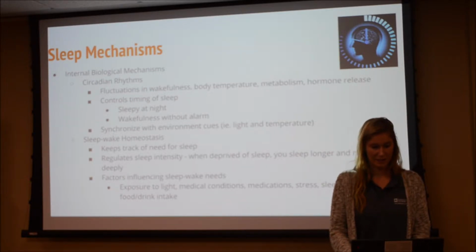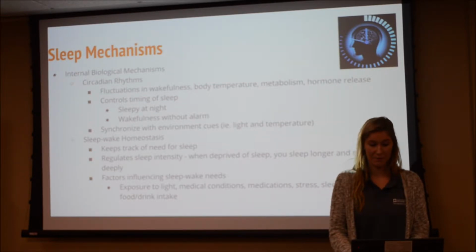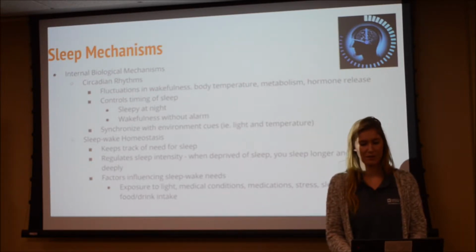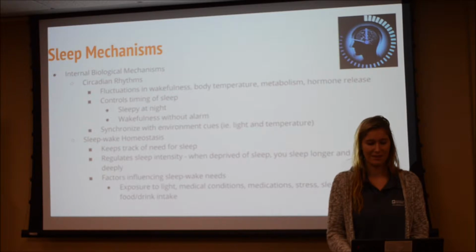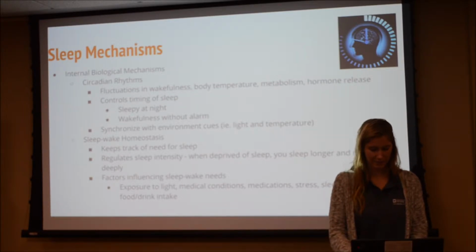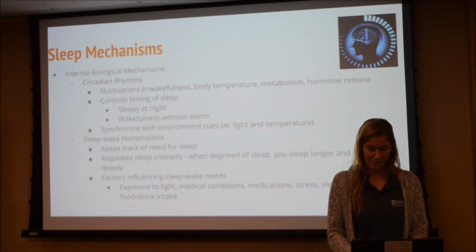And then we have the sleep-wake homeostasis, which keeps track of your need for sleep. And this regulates sleep intensity. When deprived of sleep, you sleep longer and more deeply. Factors influencing sleep-wake needs are exposure to light, medical conditions, medications, stress, sleep environment, and food or drink intake. Research has shown that the greatest influence on sleep is the exposure to light. Specialized cells in the retinas of your eyes process the light and tell the brain whether it is day or night, and you can advance or delay the sleep-wake cycle.